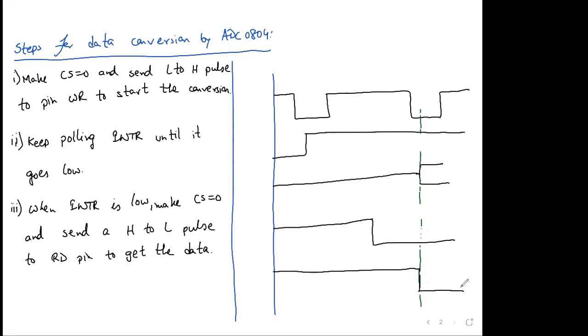All right, so let's see how much you have understood so far. On the left hand side of the screen, we summarize the pin description that we have learned so far from yesterday's class. So first of all, we make CS equal to 0 and then send a low to high pulse to WR, and thus we start the conversion. Then we know that we have to keep polling INTR. We already know what polling is, so nothing to discuss over there. We'll keep polling INTR until it goes low. When INTR is low, then we have to make sure that CS again becomes 0, and we will send a high to low pulse to the RD pin so that we can read the data.